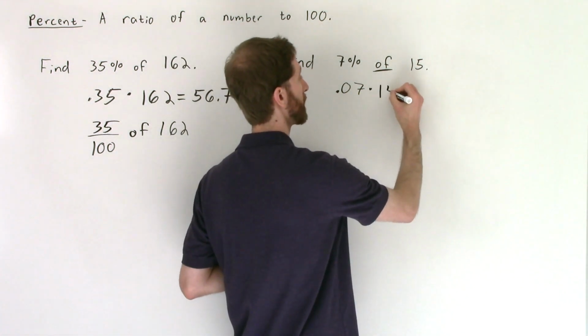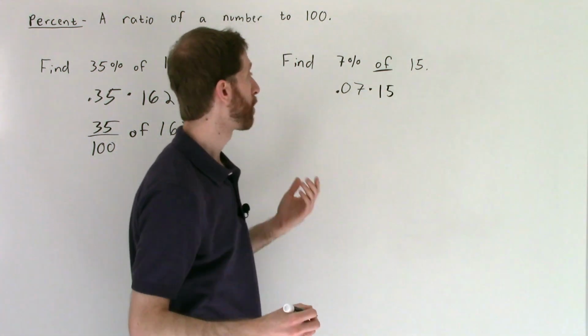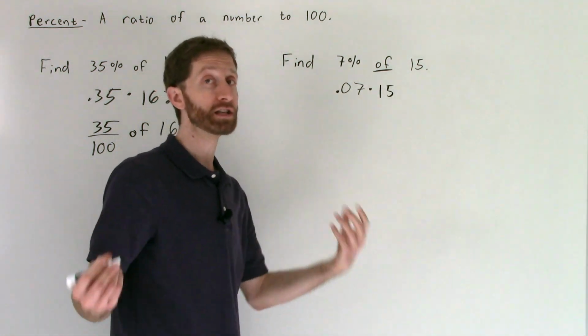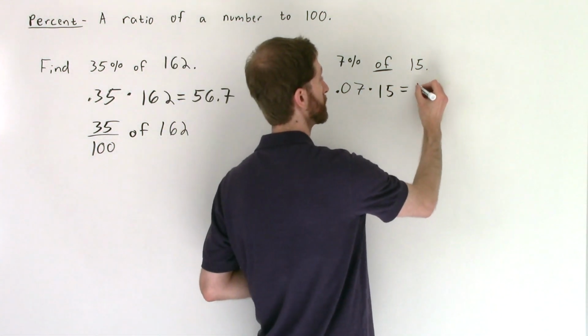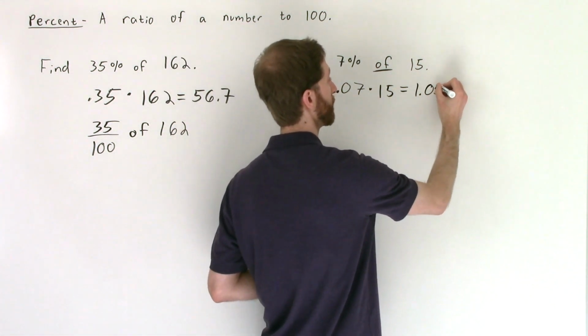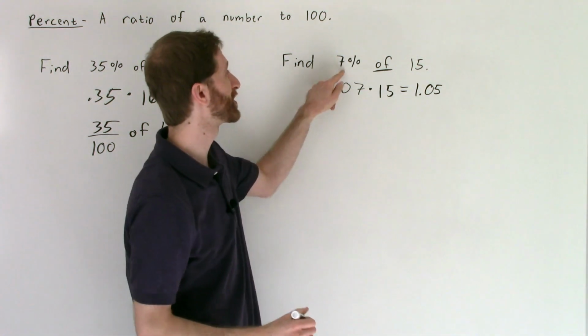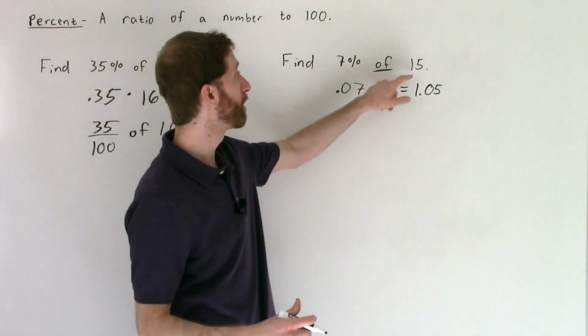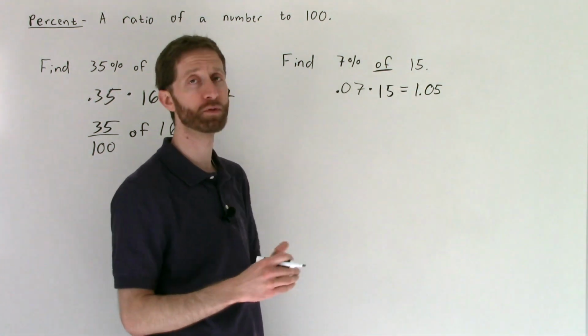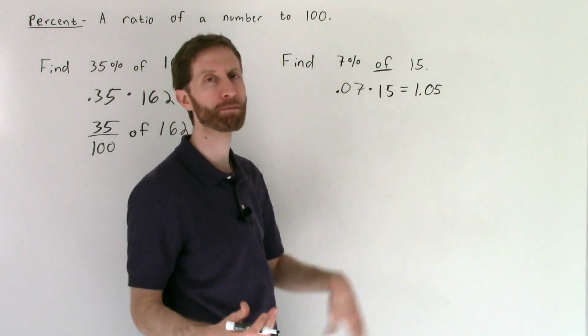So 0.07 times 15, definitely throw into your calculator, it's 1.05. So we get 1.05, which makes sense because 7% is roughly close to 10%, or 1/10 of 15. A tenth of 15 would be 1.5, so it's in the right ballpark.